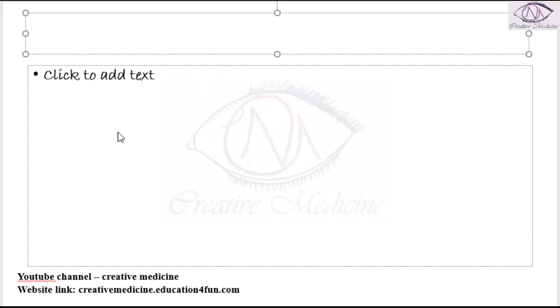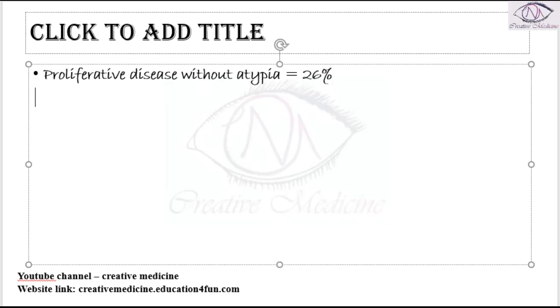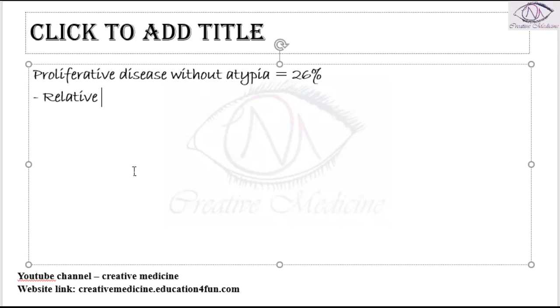Then we have proliferative disease. If the patient has proliferative disease without atypia, meaning there are no atypical features, no increase in mitosis, and the nucleus cytoplasmic ratio is normal, then the relative risk is around 1.5 to 2, but there is multiplication of cells or proliferation seen here.